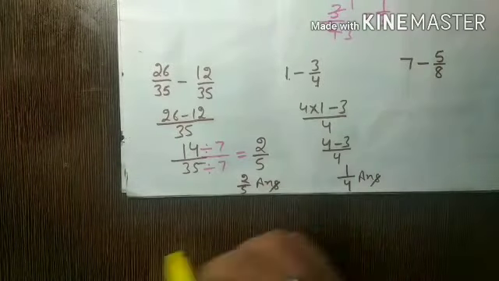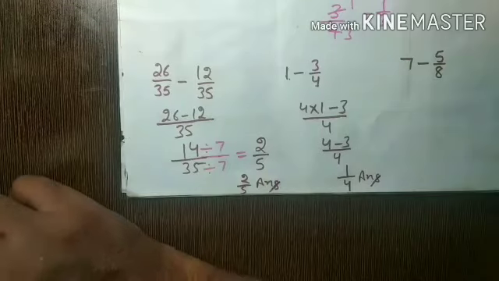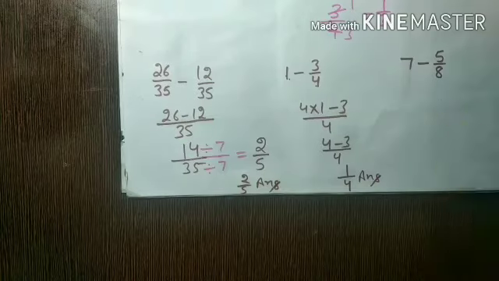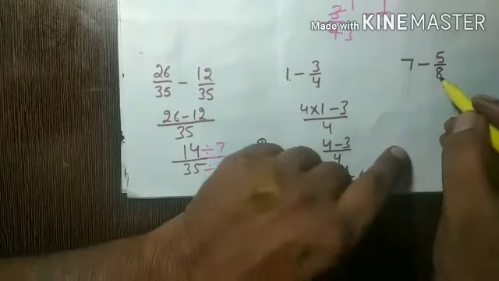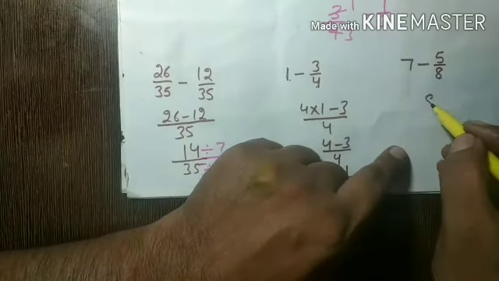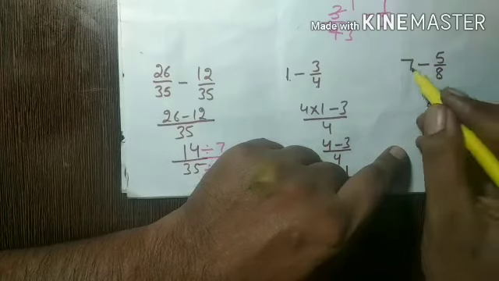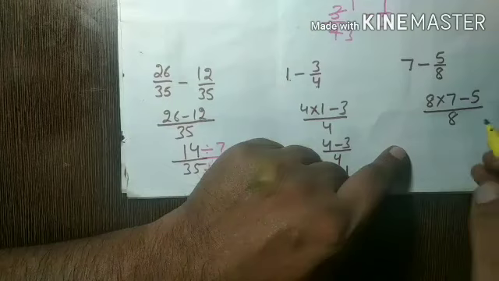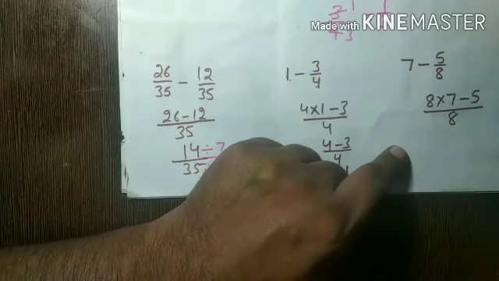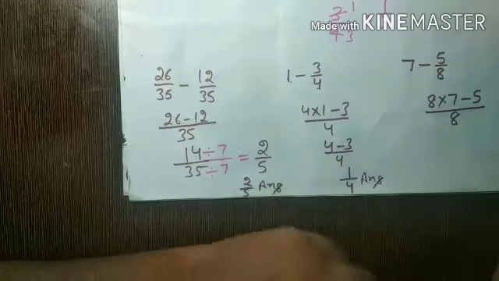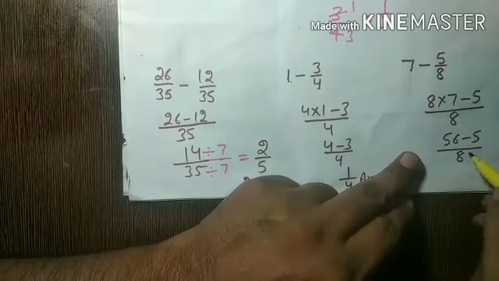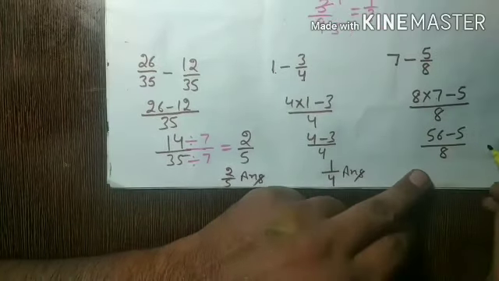Now student, we are on the last question of this type. Here you see 7 minus 5 by 8. Okay. Now 8 multiply 7, 8 multiply 7 minus 5, over 8. Now 8 multiply 7, that is 56. 8 sevens are 56. 56 minus 5, over 8. Now 56 minus 5, the answer is 51.